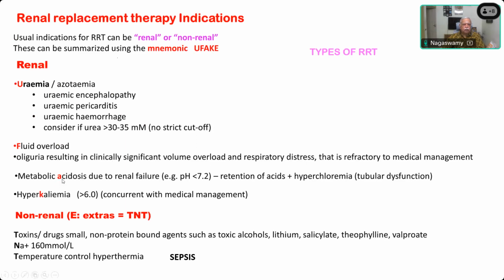So that forms the A of the FAKE. And the last one is K, kalemia, hyperkalemia. So remember these four things: uremia, fluid overload, metabolic acidosis, and hyperkalemia. These are the four renal causes of indication for renal replacement therapy.